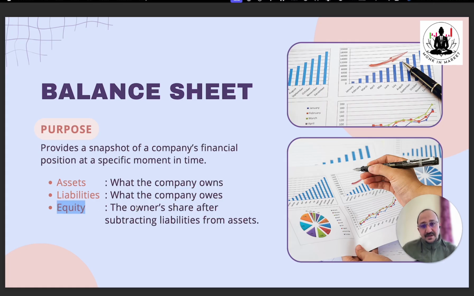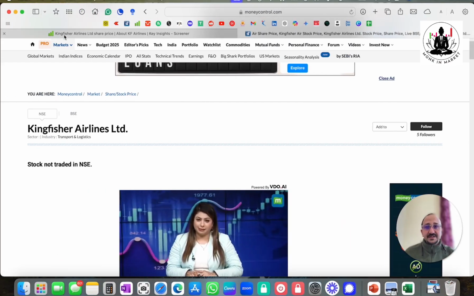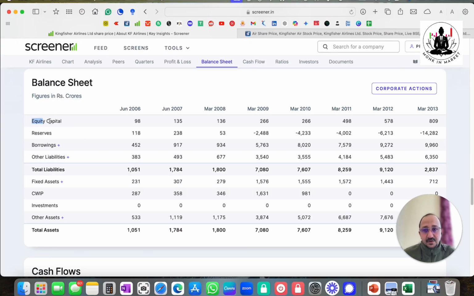Now, equity. Owner share after subtracting liabilities from the assets. That we are going to just discuss. This is very important to understand, and for equity research, all these headings will be very important to understand. Let me show practically over here, guys. So this is practical equity.